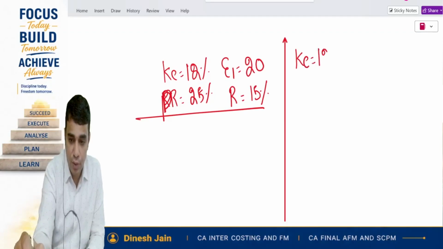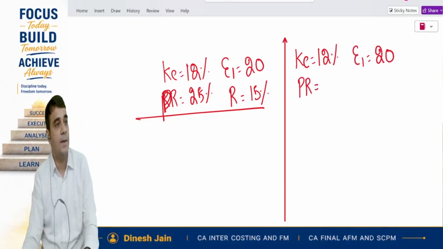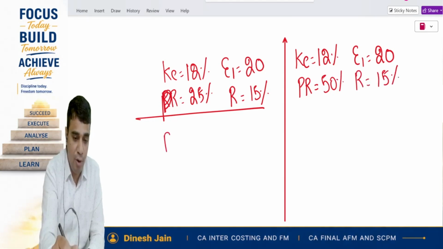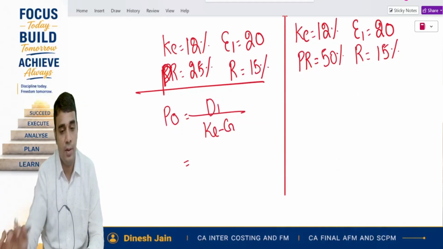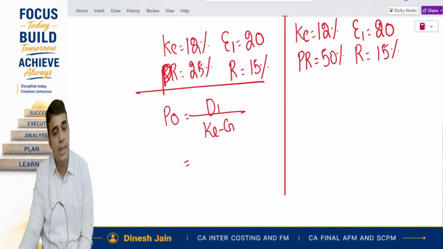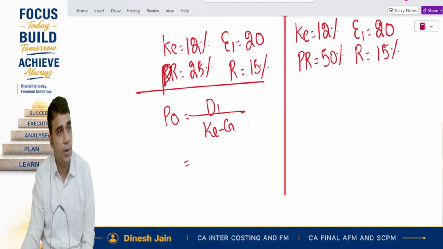K is equal to 12%, E1 equal to 20, payout ratio we are increasing. We are increasing it to how much? R is, right, P naught equal to D1 by K minus G. D1 by cost of equity minus growth rate.